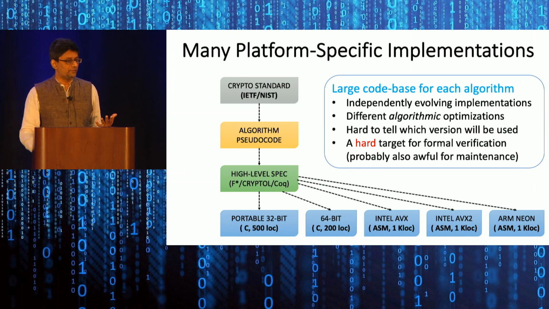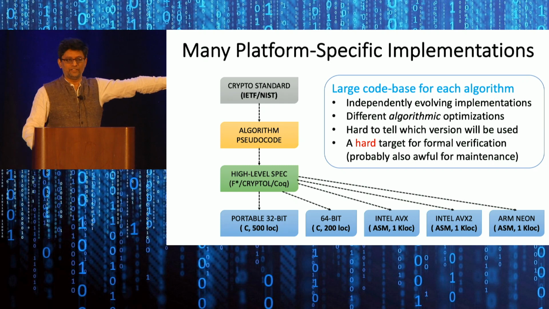So this is a hard target for verification. How do we scale up our verification to deal with all of them? I don't want to verify each of them individually.